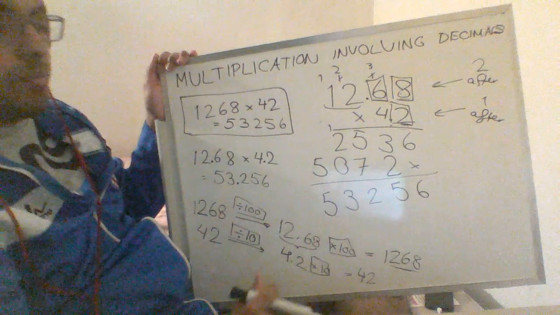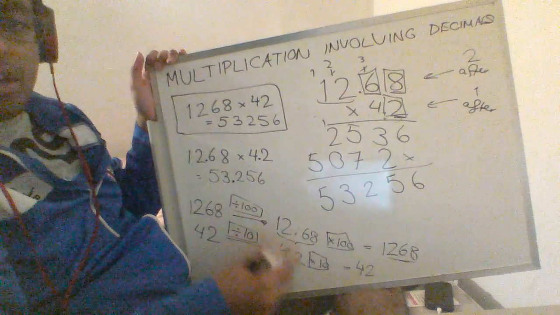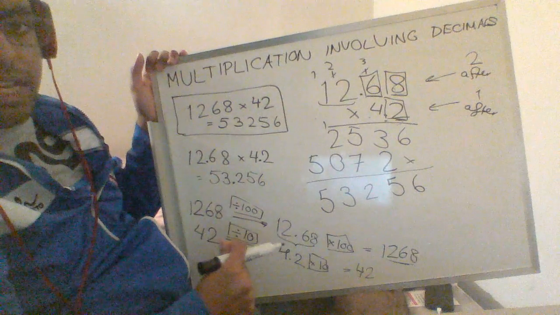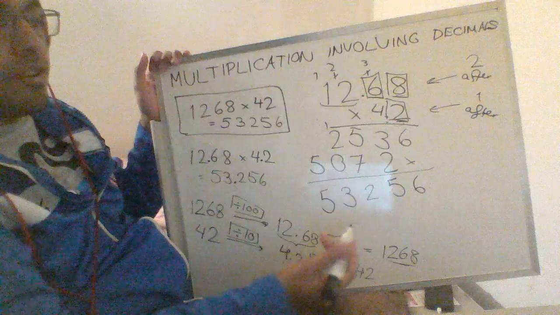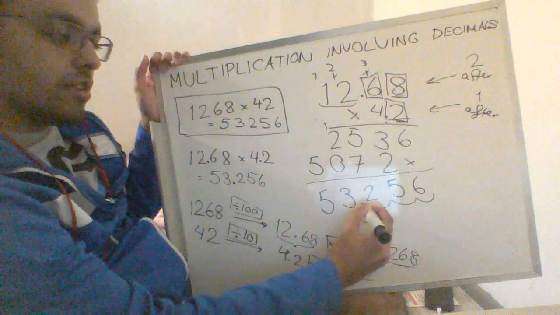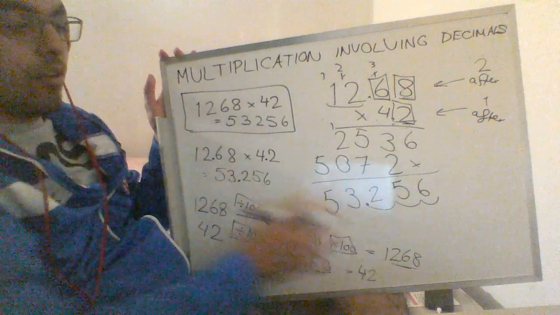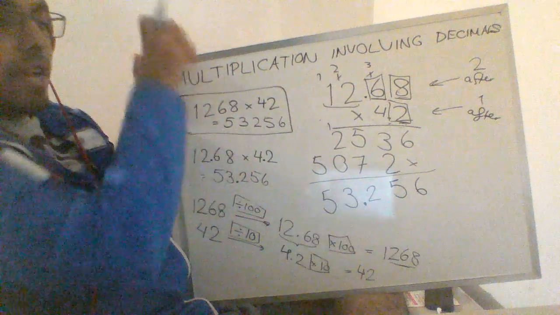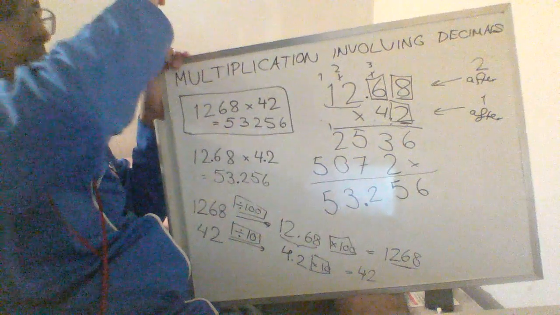So if we had no decimal point there and we just got 53,256, because of all this sort of behind the scenes multiplication that's going on, we've effectively made our answer 1,000 times bigger than it should be. So at the end we have to divide it back by 1,000 to sort of undo the changes that we did before, and that's what gives us the decimal point 3 spaces from the right edge there, in this particular case.